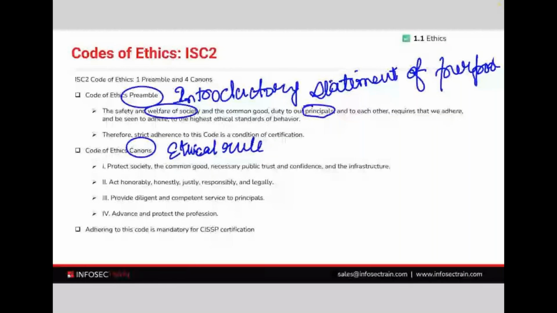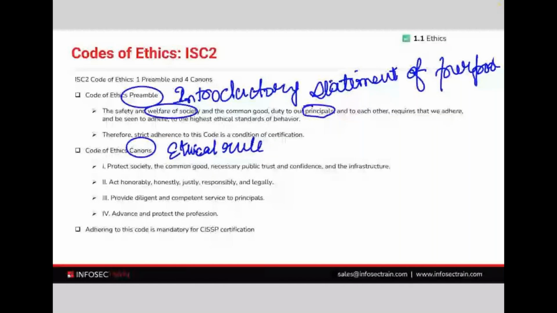The next one is act honorably, honestly, justly, responsibly, and legally, right? So ISC Square is suggesting that we act honorably and justly, honestly, responsibly, and legally, because when you work towards your job with utmost sincerity and honesty, that is when the person who is receiving advice from you from a cybersecurity perspective will trust you, right? If the other person does not trust the accuracy of the guidance that you're giving as a cybersecurity professional, then we are not meeting the ethical rule here or the canon, right? So you'll have to be utmost sincere to the responsibility of your job, right? That is when the other person will actually trust you.